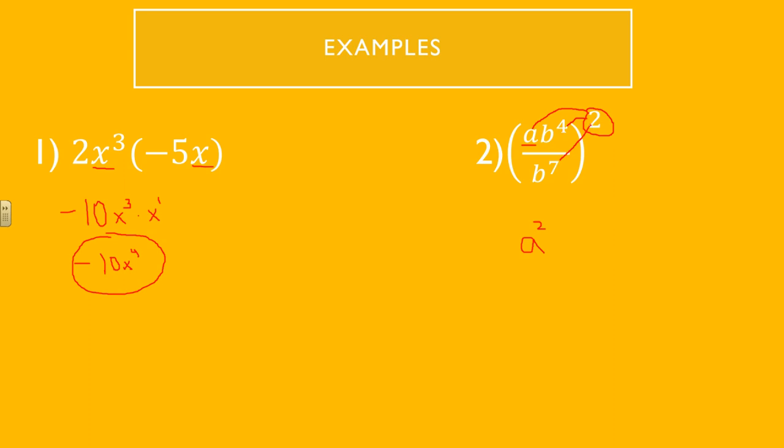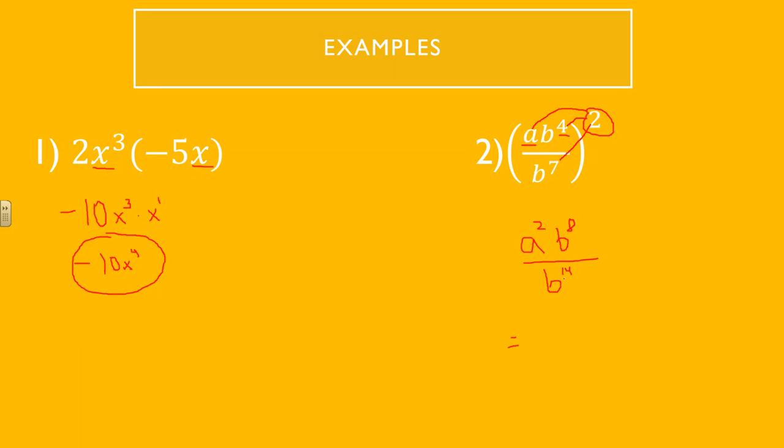Well, b to the fourth to the second power, again, we're multiplying exponents. So that would be b to the 8. And then b to the 7 to the second power would just be b to the 14th power. Again, power to a power, we multiply. We're still not done yet, because essentially we've got b to the 8 up top and b to the 14th on the bottom.